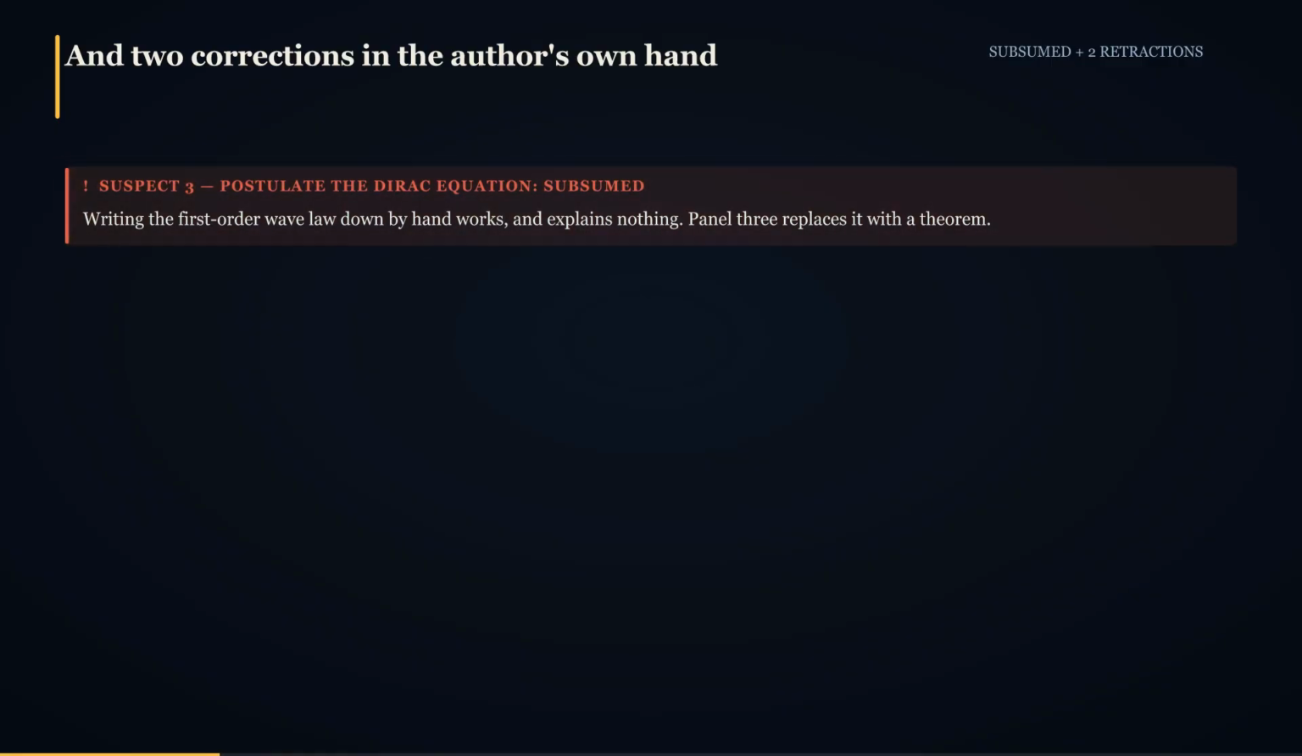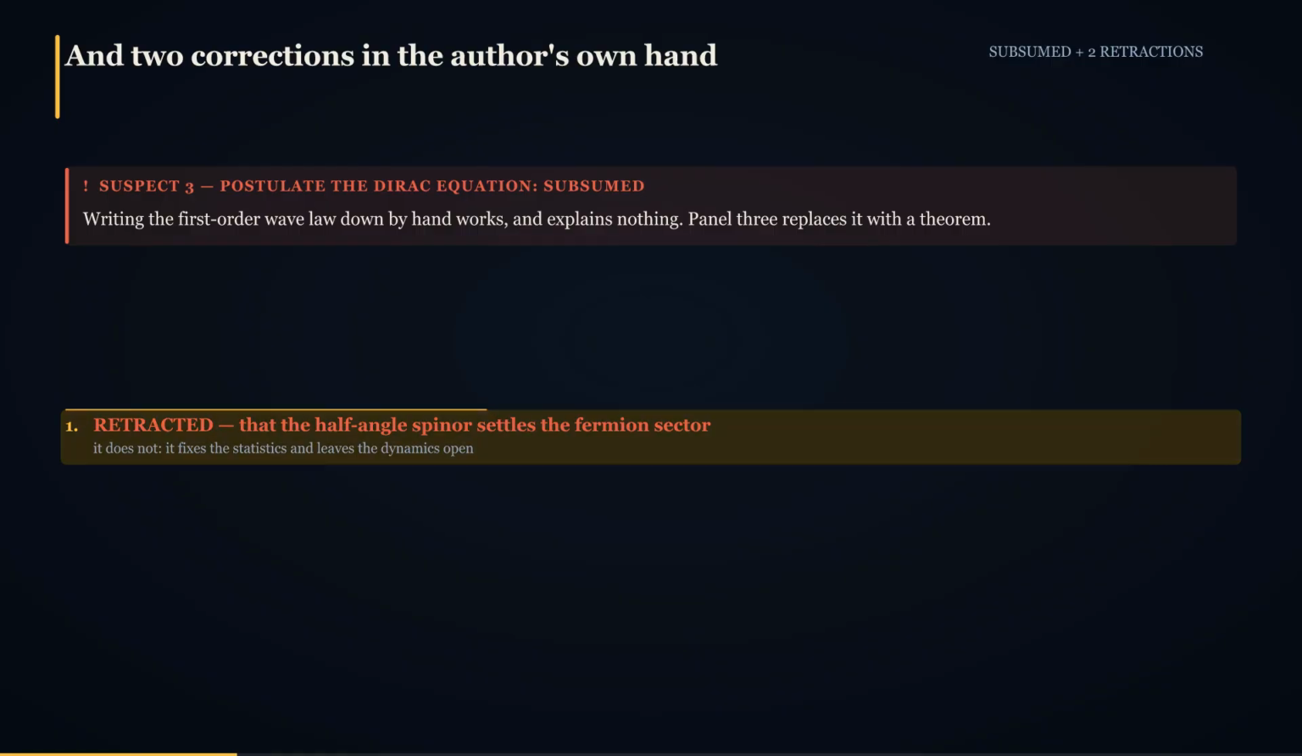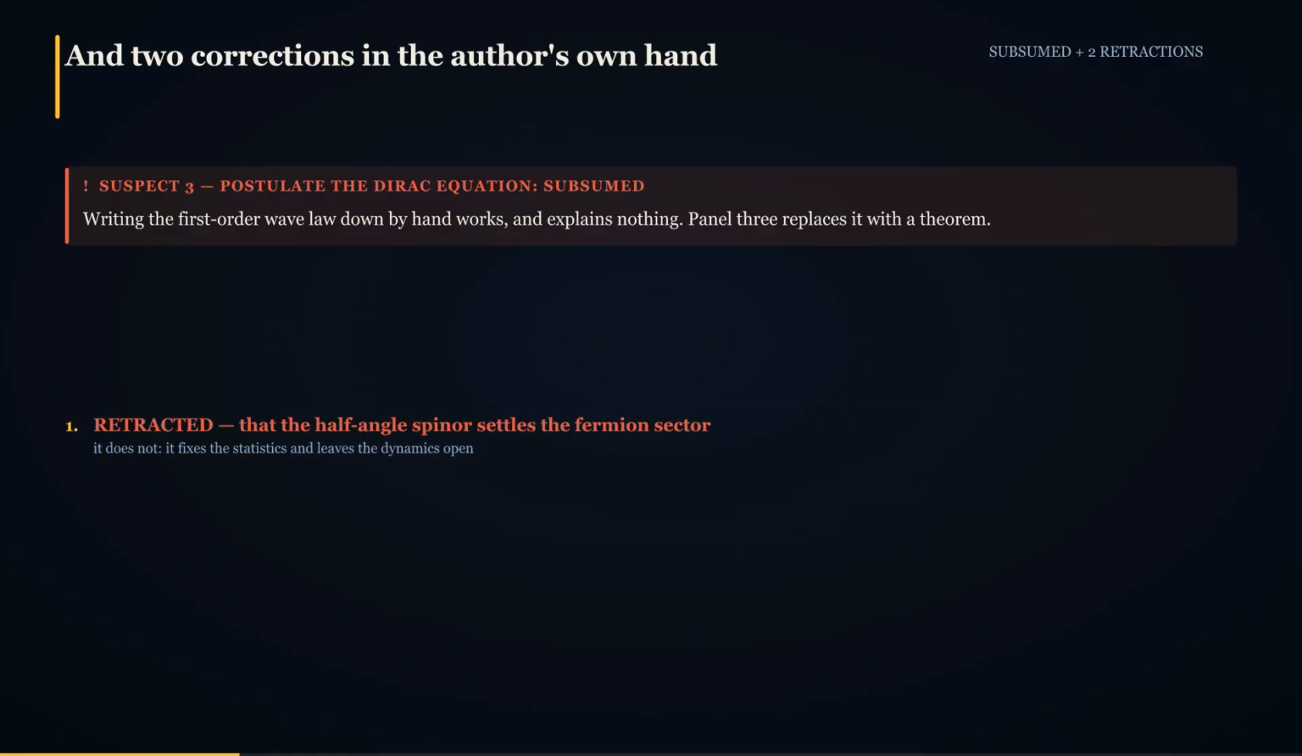Now the author's own corrections, 2 of them, because they change what this chapter is allowed to say. The first, an early reading, treated the half-angle spinor of chapter 20 as already establishing the fermion sector. It does not. It fixes the statistics and leaves the dynamics open. The second, an earlier draft, called the weak mixing angle, being a stiffness ratio, a prediction. It is not a prediction. It is a reduction, because the ratio itself stays uncomputed until somebody diagonalizes the gauge mass matrix.